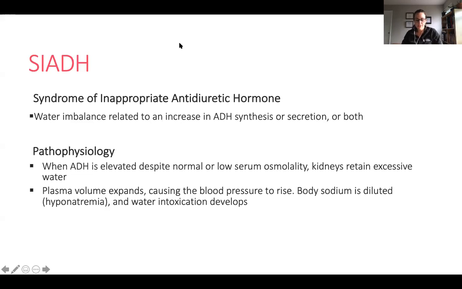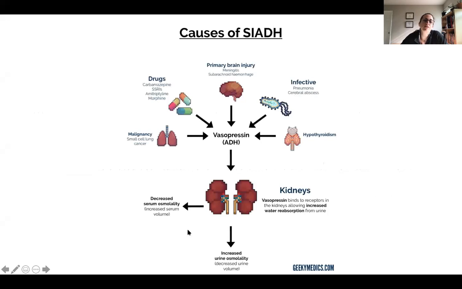So the pathophysiology is when the ADH is elevated, it's elevated because of normal or low serum osmolality, and in the kidneys, they retain excessive water. So the plasma volume expands, and then the blood pressure rises. So the opposite of diabetes insipidus. And then sodium is diluted, so they have hyponatremia, and then they have water intoxication. So instead of losing all that water, they have way too much.